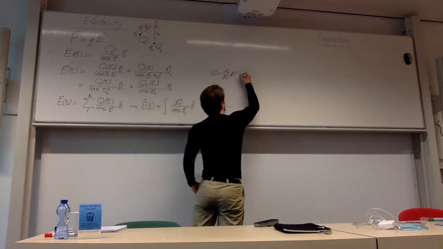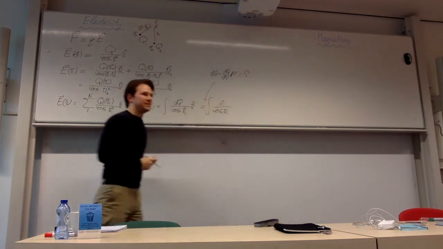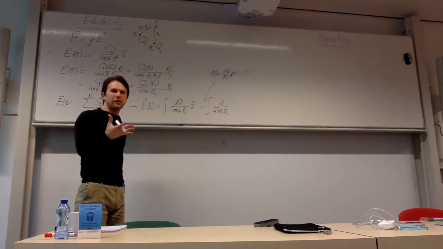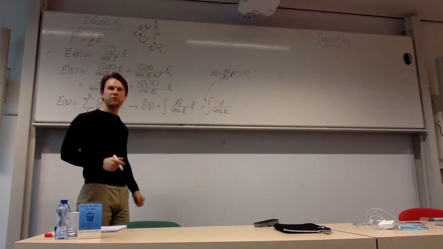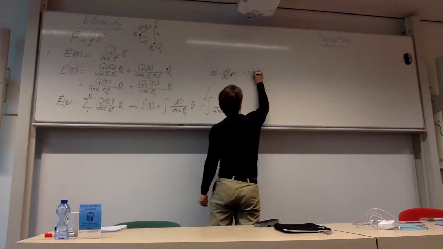In fact, there's a name for that. It's called rho. How many charges is there in a cubic meter of space? Of course, it does depend on R.